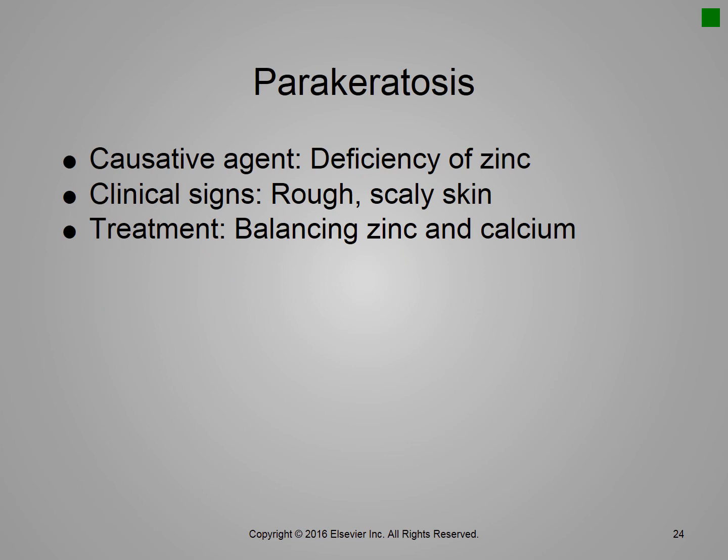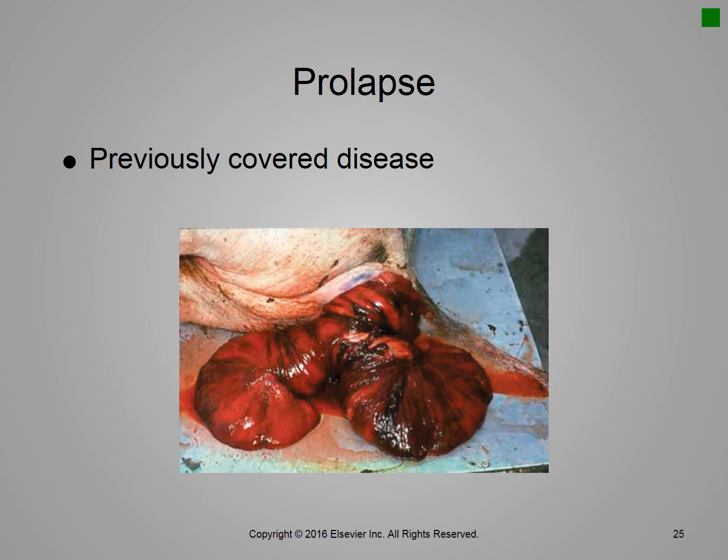Parakeratosis causes rough, scaly skin, pretty easy to diagnose. Again, it's a deficiency of zinc, in this case a dietary deficiency. If you can balance a good commercial diet where zinc and calcium are balanced so that one doesn't pull the other out of the urinary system and into the urine, you're going to do just fine. But again, pig people with their weird pig diets sometimes just don't do well. That's why balanced commercial diets are the way to go.